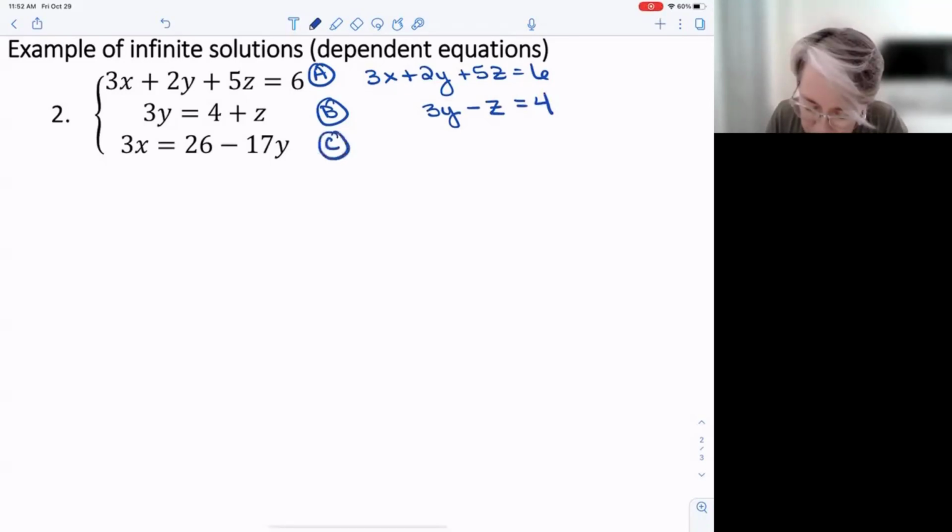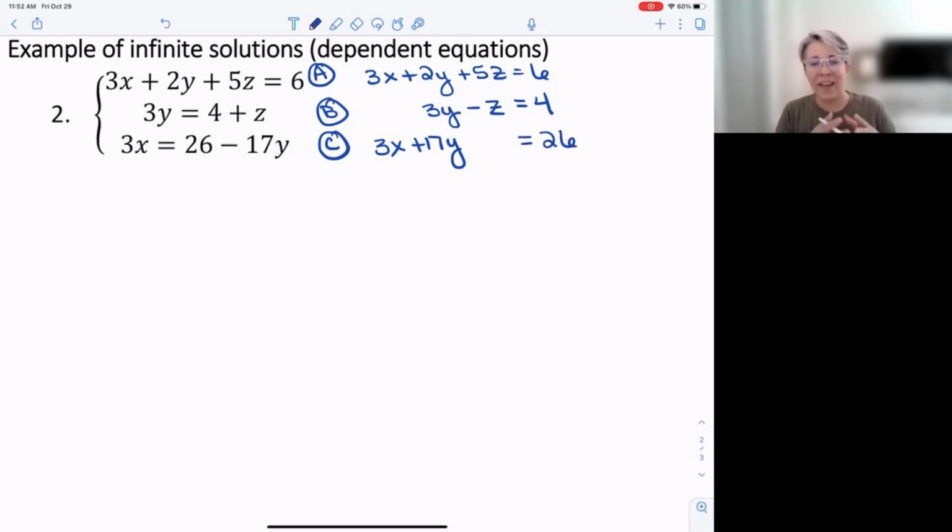And for equation C, the left-hand side only has a 3x. So let's line up our 3x's. We're going to add that 17y to both sides. There is no z, so I'm going to kind of skip the z spot and then write equals 26. So notice how all the x's are lined up, the y's are lined up, z's, and so forth. Other than the fact that I told you this one's going to have infinite solutions, you can't tell by just looking at it right away necessarily.